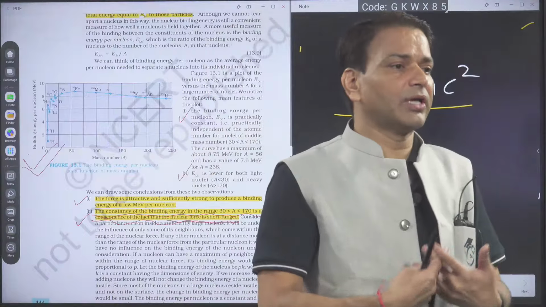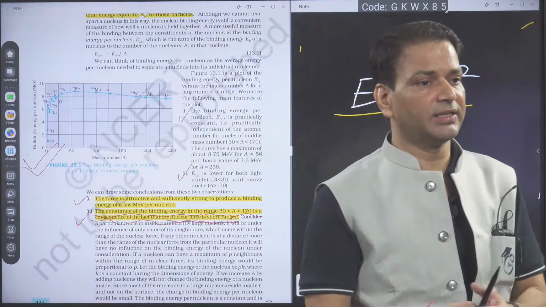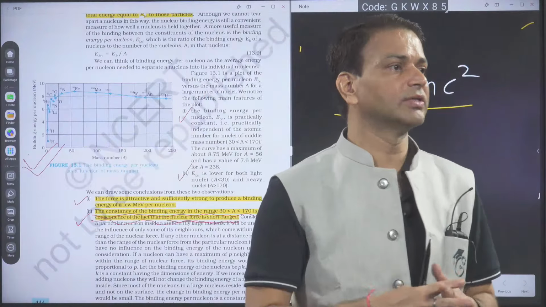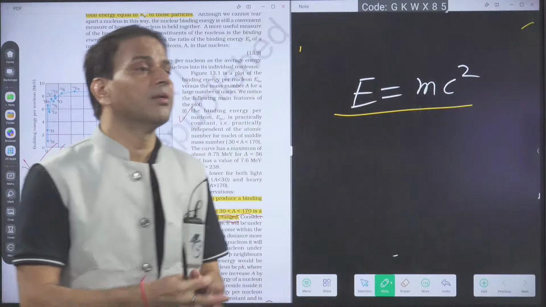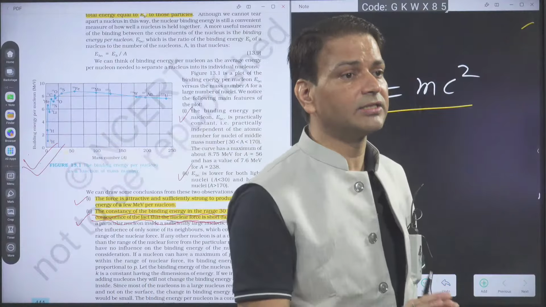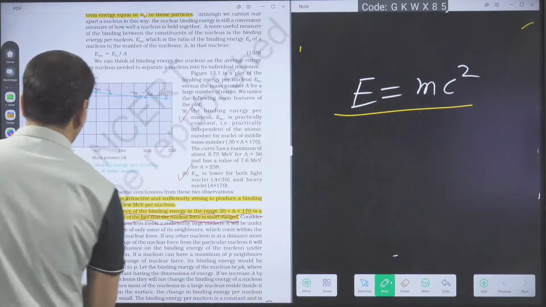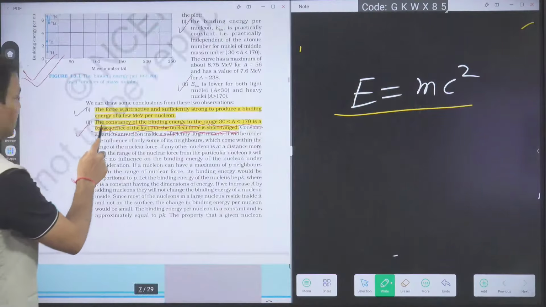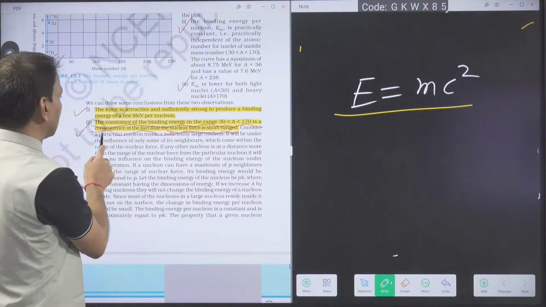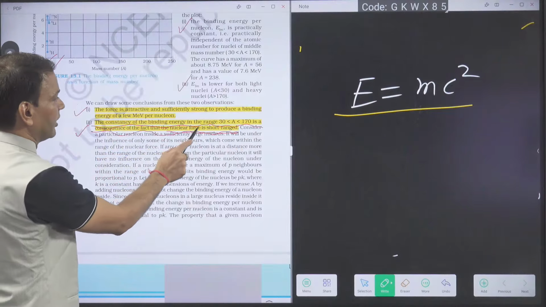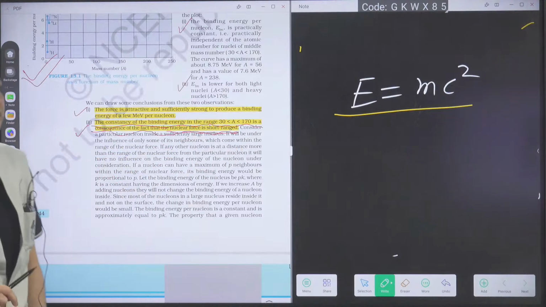Suppose the assertion is that in the range of 30 to 170, binding energy per nucleon is almost constant. What is the reason? Because nuclear force is a short range force. In this line also they have given it: the constancy of the binding energy in the range 30 to 170 is a consequence of the fact that nuclear force is short range.